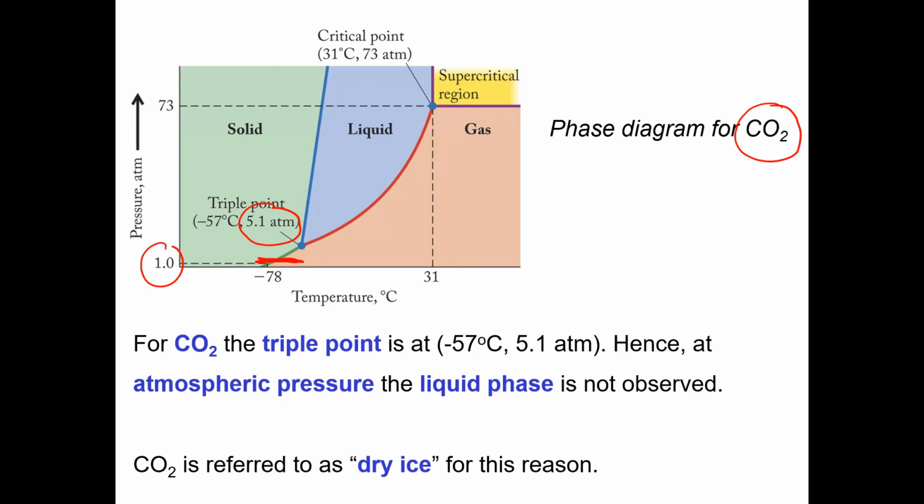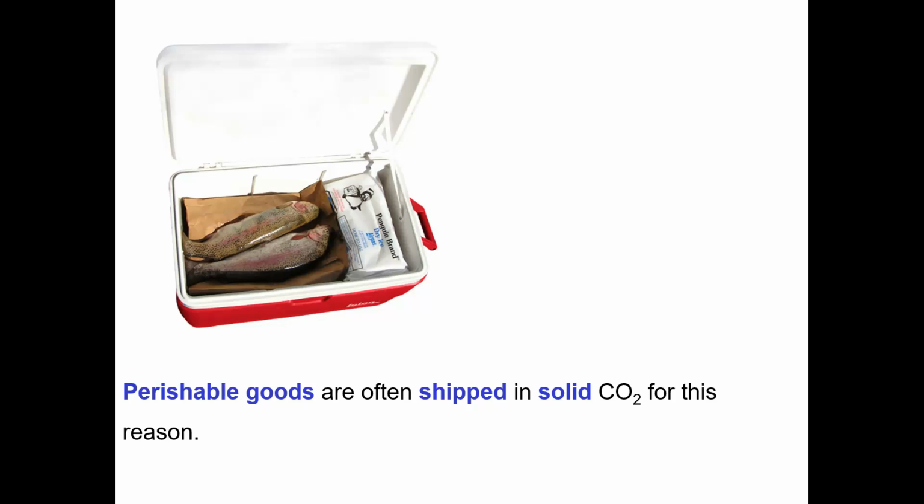So for this reason, carbon dioxide is often referred to as dry ice because at atmospheric pressure it can never be a liquid. And this is helpful for us because we can pack perishable goods in dry ice, and knowing that it'll never form a liquid, that means those goods will stay cold, but they won't ever get soggy because the solid dry ice will just turn into gaseous dry ice and keep everything nice and dry.